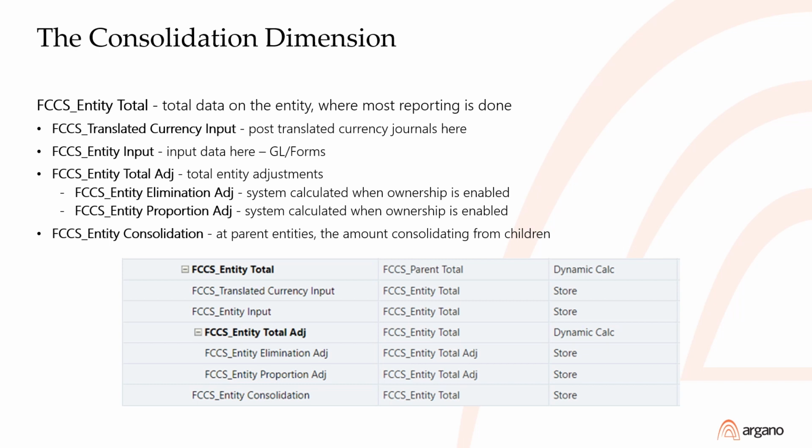And then the total. Entity input, this is where data is loaded. So if you're loading data from a form, or using data management to load data from your general ledger, it's all going to come into entity input. This is also where regular journal entries are going to use entity input. Above that, we have translated currency input. This is a member where you're allowed to enter data for a currency in a different currency. So if you have an entity that's a euro and you want to do a US dollar journal entry, you would do that entry right here after configuring a data source member. At the top of that, we have FCCS entity total. This is where most of our reporting is done because this is all of the data contained on that entity. So that's where you would come in to do most of your reporting; it's almost always going to be at entity total.